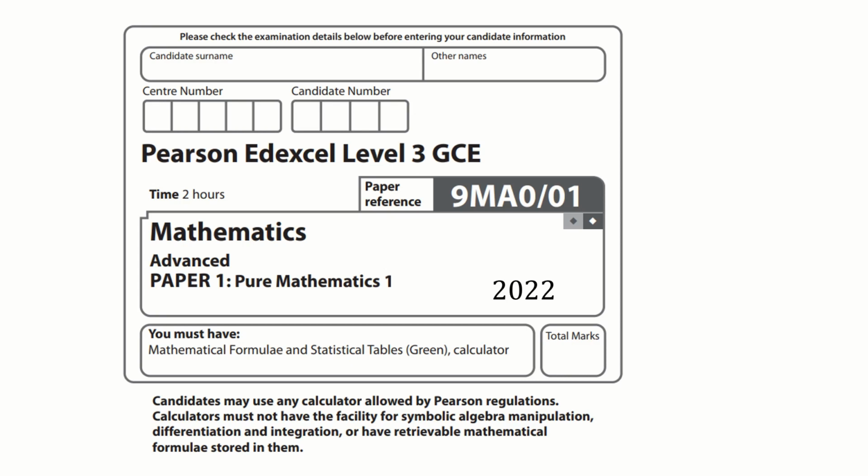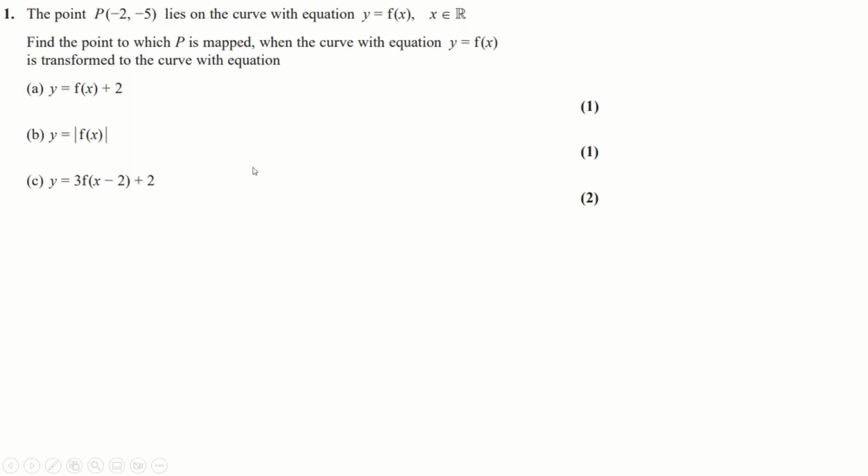This is A-level maths, pure paper 1 from 2022. So the first question then about transformations. Draw this point down. It's at -2, -5. So it's 2 to the left, 5 down.